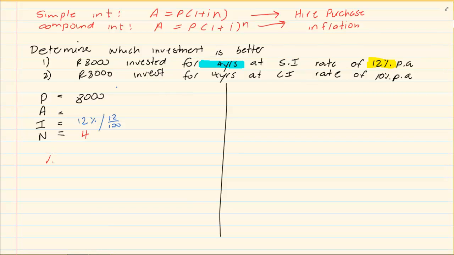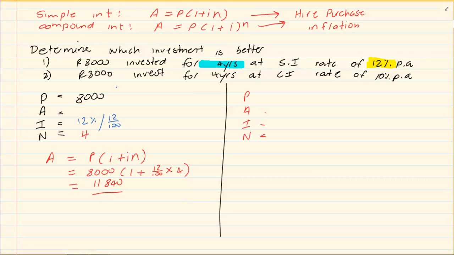We know it's simple interest, so the formula is A is equal to P(1 plus in). Substitute what you have. You then can use your calculator, which will give us 11,840 Rand.